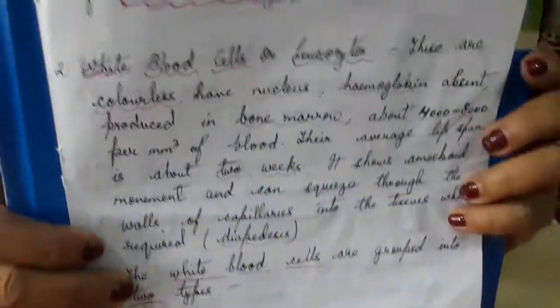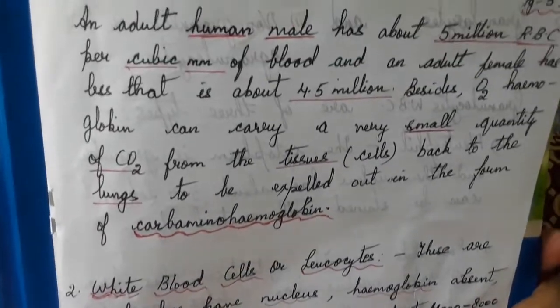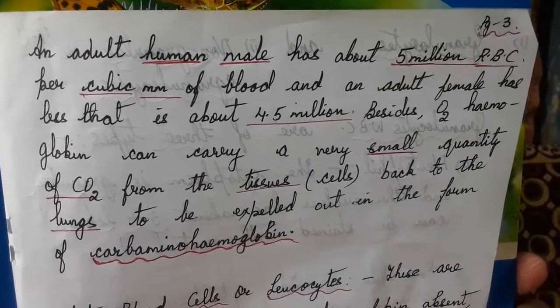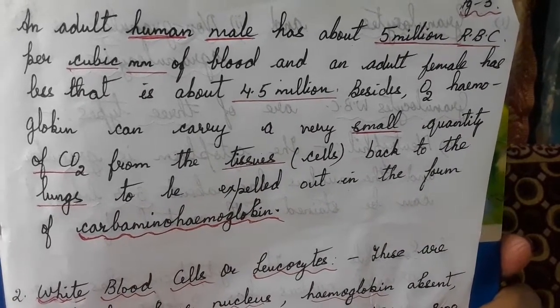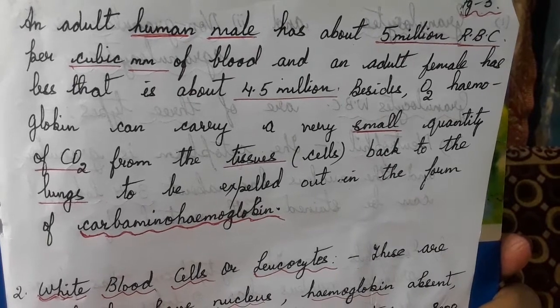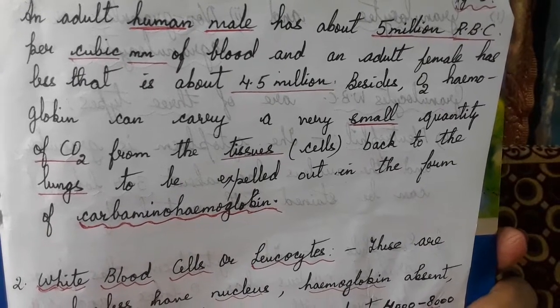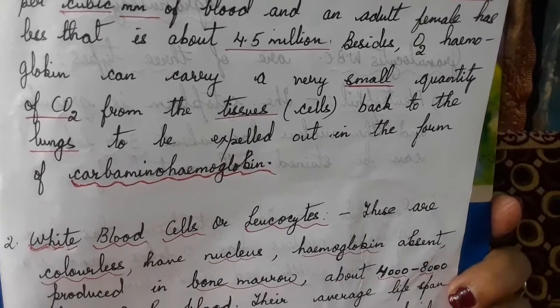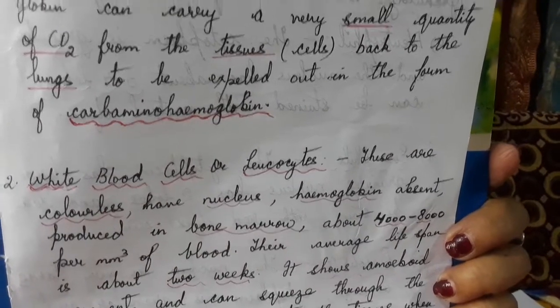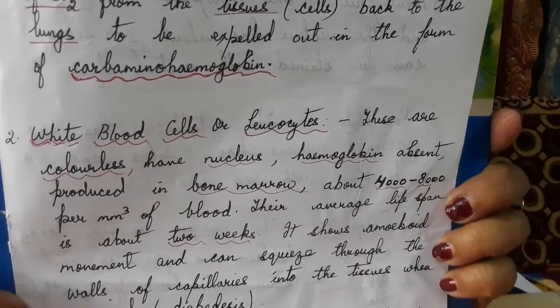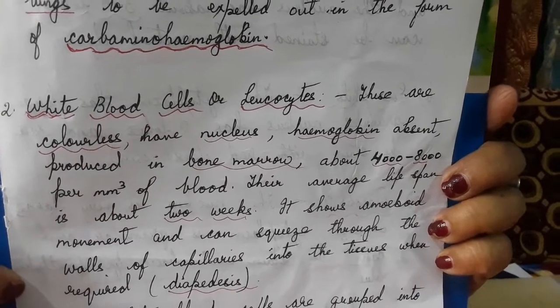Then you have white blood cells or leukocytes. They are called nucleated. Well, as I mentioned earlier, RBCs do not have a nucleus. That is the main structural difference between RBCs and WBCs. That is, RBCs do not have a nucleus, mitochondria or endoplasmic reticulum.